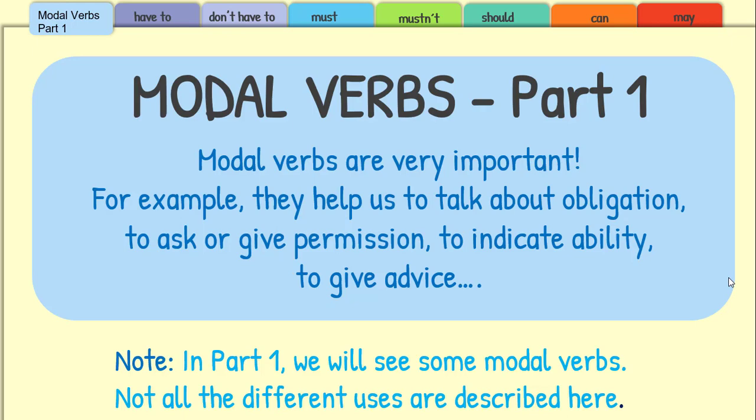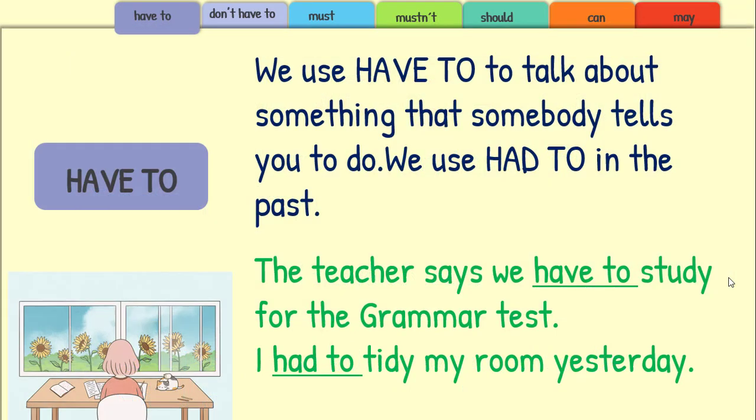So let's start with have to. We use have to talk about something that somebody tells you to do. And we use had to in the past. Look at this example. The teacher says we have to study for the grammar test. Or in the past, I had to tidy my room yesterday.